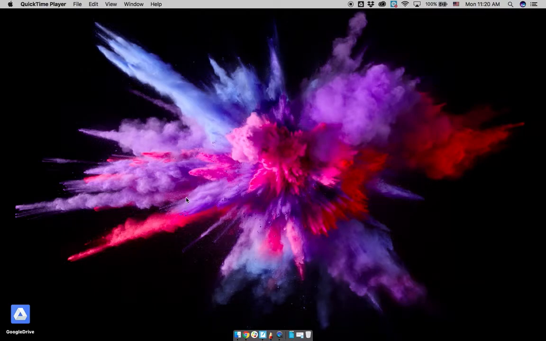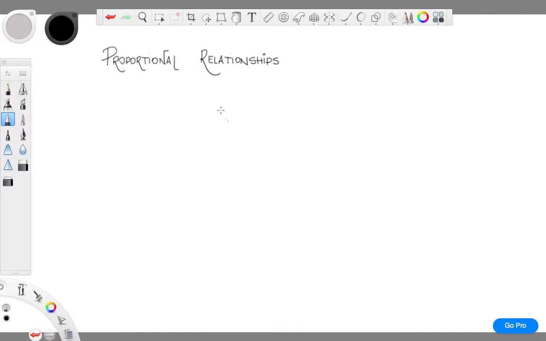Class. Today we are going to be talking about a new concept, and the new concept that we're going to be studying today is proportional relationships. Now, last week we talked about two concepts that are very important in math. One is the concept of ratio. The second concept that we saw last week is the concept of rate.